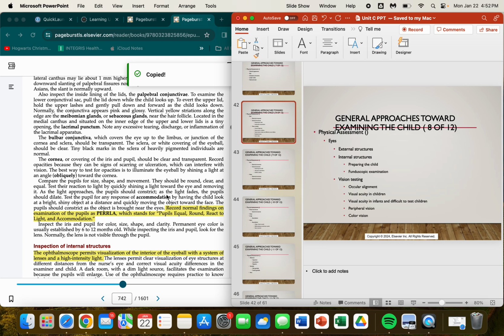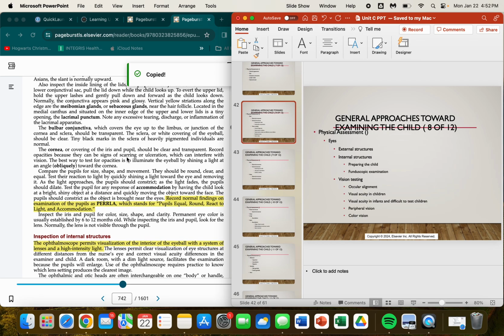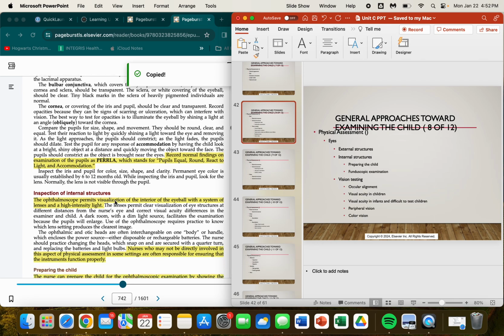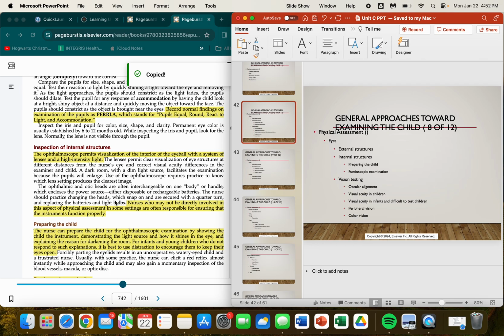Any corneal abrasions, obviously we want to note PERRLA: are their pupils equal, round, and reactive to light? Are they accommodating? If there's ever a question about any kind of eye related assessment, you should obviously report that to the appropriate physician.